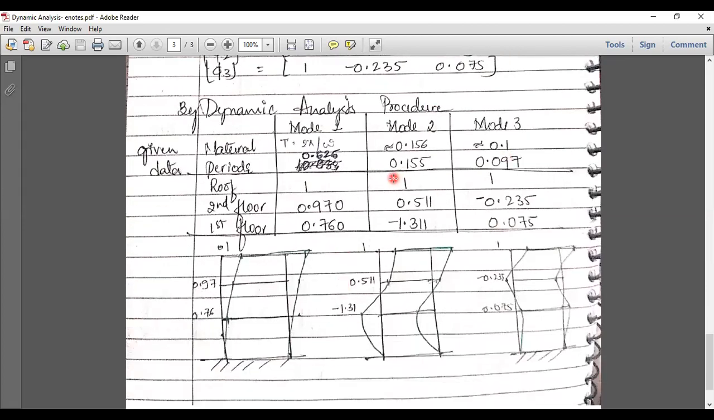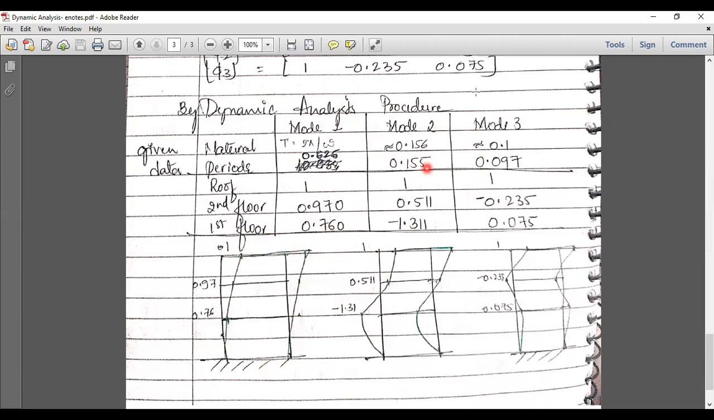Just to give you an understanding of mode shapes, I'm plotting the mode shapes over here. You will understand how the structure behaves. For mode 1, that is 1 at the roof, I will show the displacement here as 1. Then at the second floor it is 0.97, so this horizontal displacement is 0.97, and at the first floor it is 0.76. I mark these dots and then simply join them by a free line.